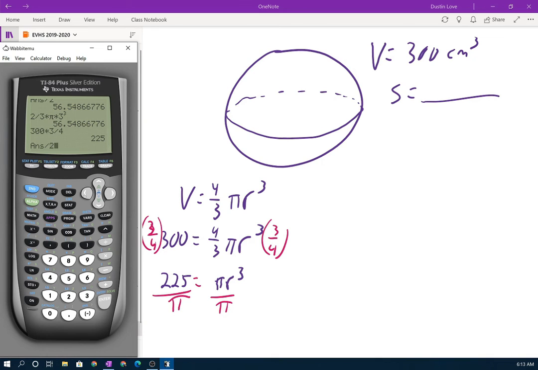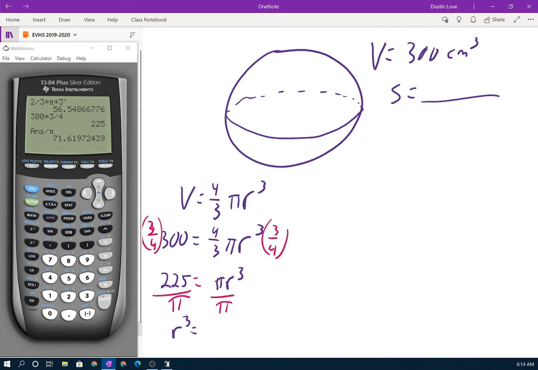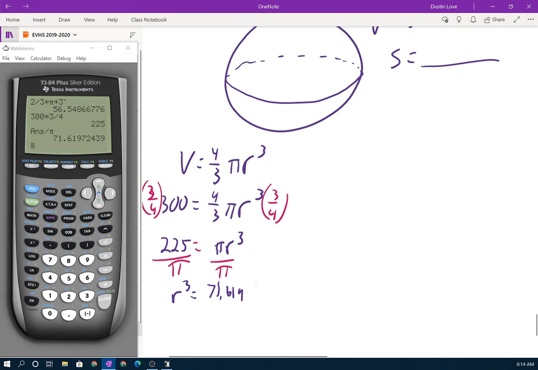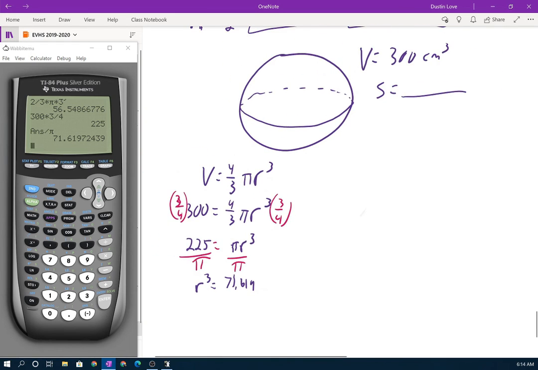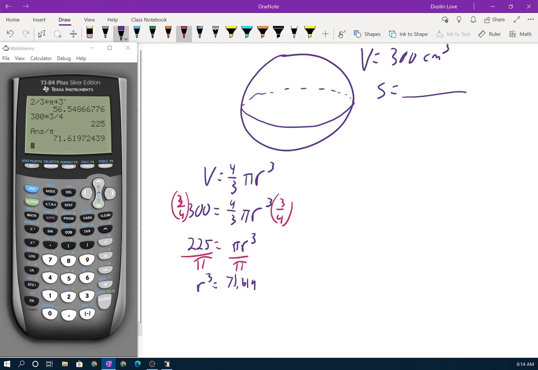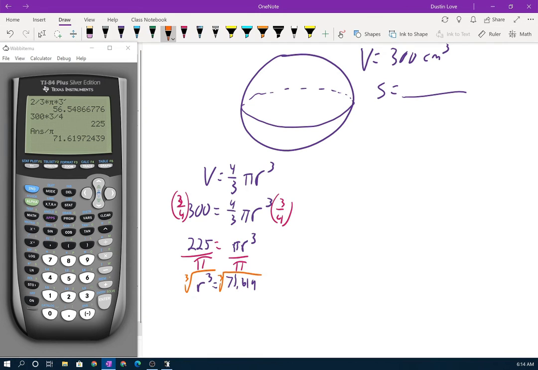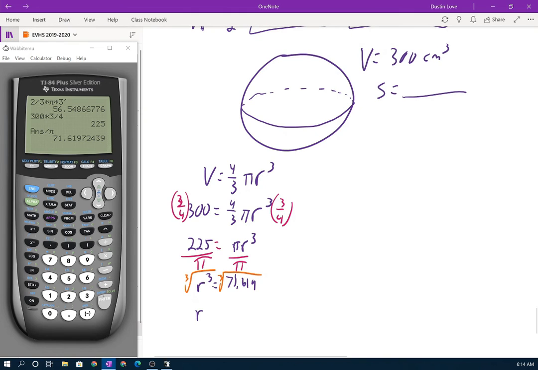Divide that by pi. And I'm getting that r cubed equals 71.619. Now, this is why that cubed root function of the calculator was important from before. The way that we get rid of a cubed is by taking the cubed root. The inverse is the cubed root of those. So now, cubed root of r cubed is just r.